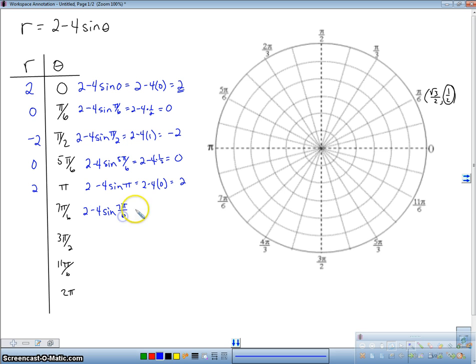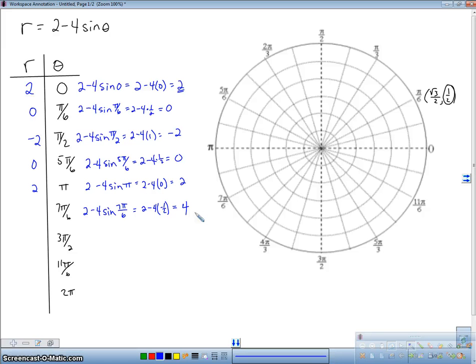What do you think this one's going to be? 0. Let's find out. What's the sine of 7 pi over 6? Negative 1/2. So here, this is 2 plus 4. Oh, sorry, this is 4 times that. This is 2 plus 2, which is 4. The pattern didn't happen.